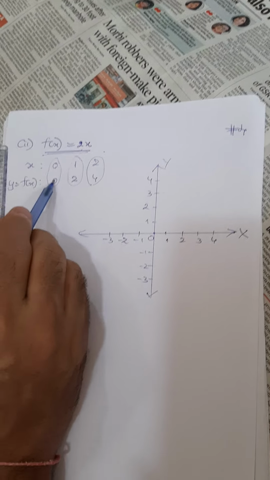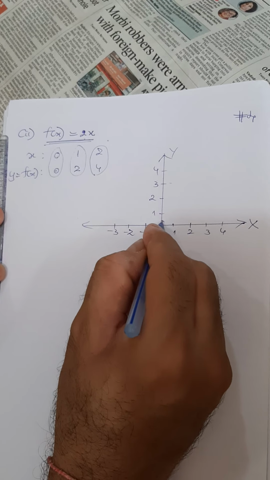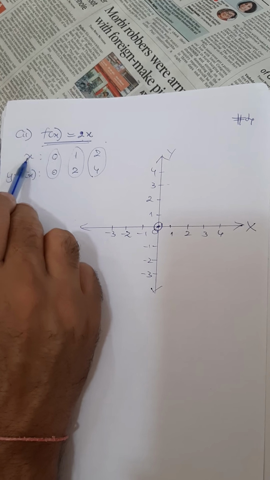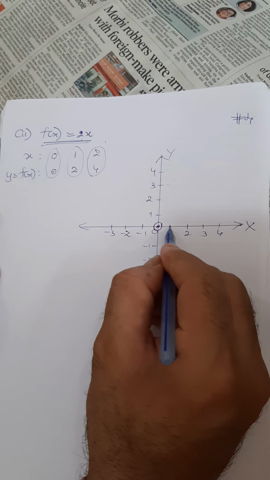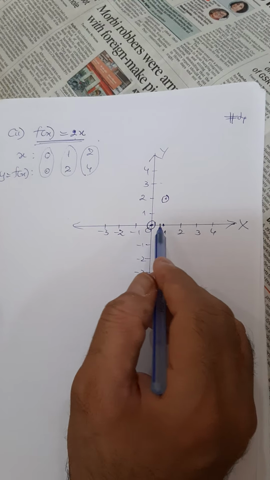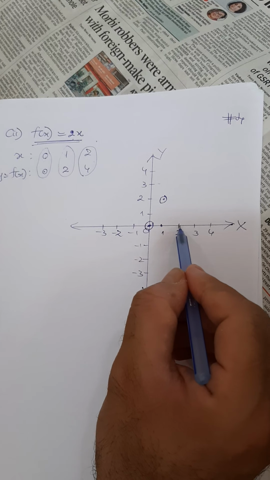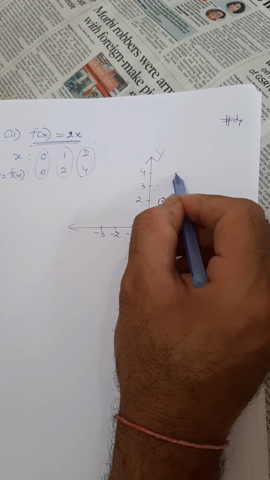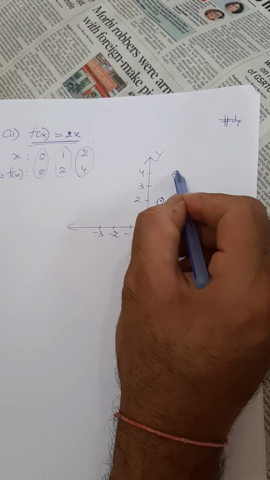Now we represent (0, 0). (0, 0) is the origin, you know this point. (1, 2): 1 from the x-axis, 2 from the y-axis. 1 from here, 2 from here. This one, 2 will do here. But if you want the next point, (2, 4): 2 from here, 4 from here. This plotting of points, you know from 9th standard.